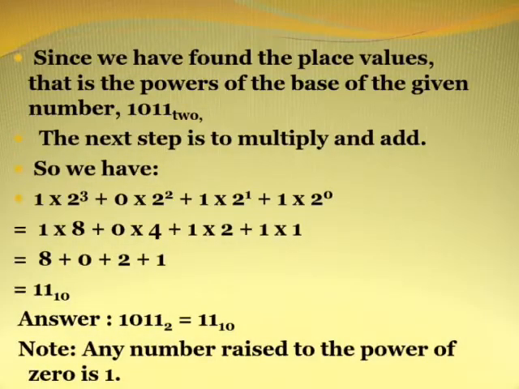Since we have found the place values, that is the powers of the base of the given number, 1011 base 2, the next step is to multiply and add. So we have 1 times 2 raised to power 3 plus 0 times 2 raised to power 2 plus 1 times 2 raised to power 1 plus 1 times 2 raised to power 0. This will give us 1 times 8 plus 0 times 4 plus 1 times 2 plus 1 times 1. This will give us 8 plus 0 plus 2 plus 1. This will give us 11 in base 10. Therefore, our answer is 1011 base 2 equal to 11 in base 10. Note, any number raised to the power of 0 is 1.